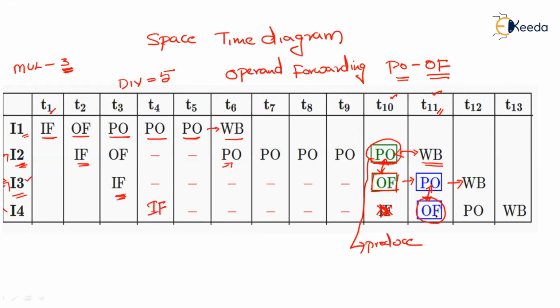Then I4 will enter perform the operation and finally write back. So a total of 13 clock cycles are needed to execute this complete program. This is the thing. Okay.